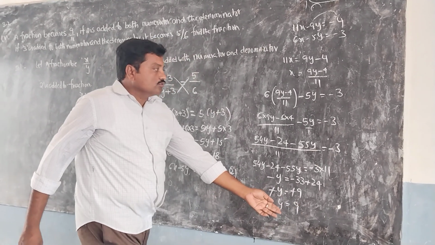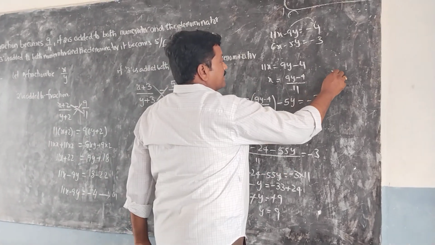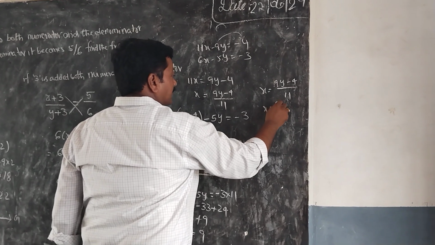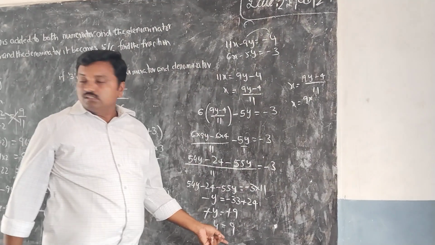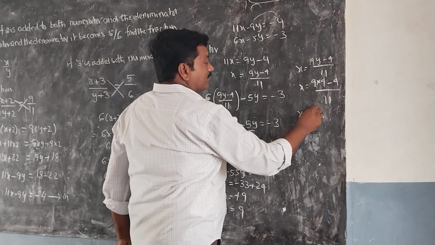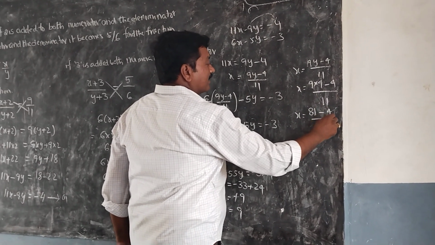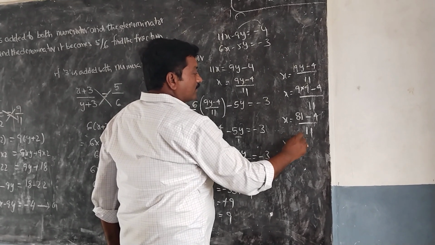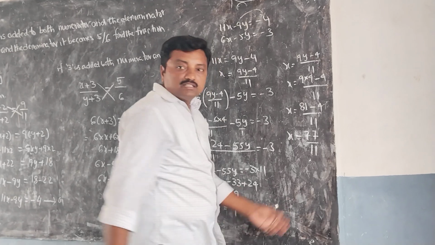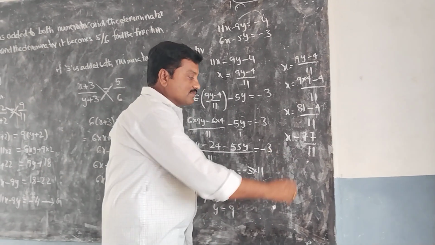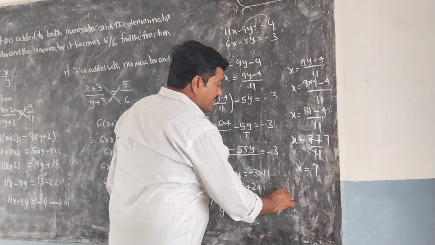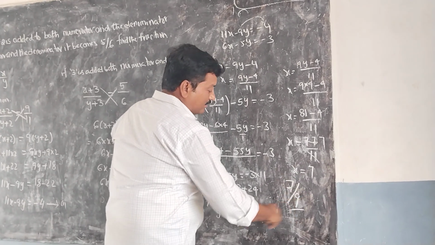So we substitute the y value to find the x value. X is equal to 9y minus 4 by 11. X equal to 9 into the y value, 9, minus 4 by 11. 9 9s are 81 minus 4 by 11. 81 minus 4 is 77 by 11. In the 11 table, 77 is how many times? 7 times. So 11 7s are 77. X is equal to 7. So the fraction is 7 by 9. Thank you.